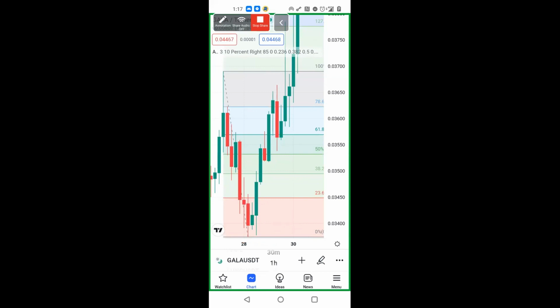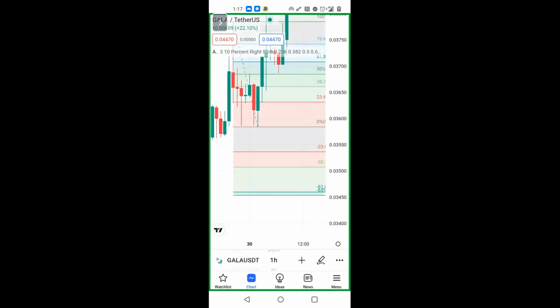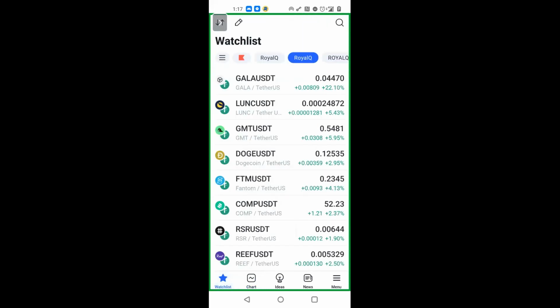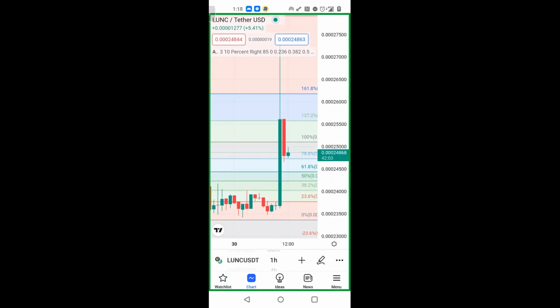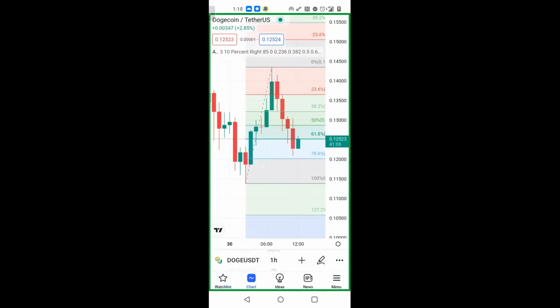Now let me find a reverse. I'll look at Luna. It's not in Royalq. I'm just finding, let me use Doge. All right, beautiful, beautiful, beautiful.